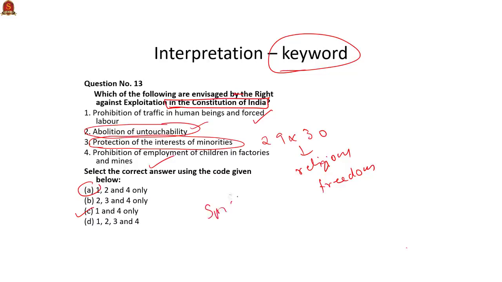By spirit you are saying abolition of untouchability will come under right against exploitation, but in the Indian Constitution it is given under right to equality. So if they say that untouchability is considered to be exploitation, that statement is correct. They say which of the following are envisaged. What is the meaning of the word envisaged? Thought about or spoken about by the Constitution. So by the Constitution, it is prohibition of trafficking in human beings and prohibition of employment of children in factories and mines. Those two are the provisions under right against exploitation.